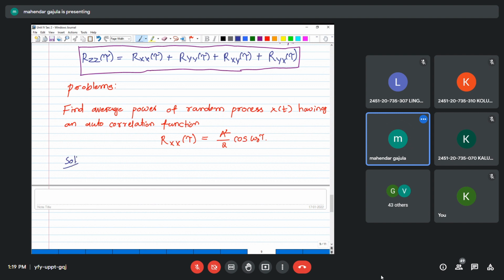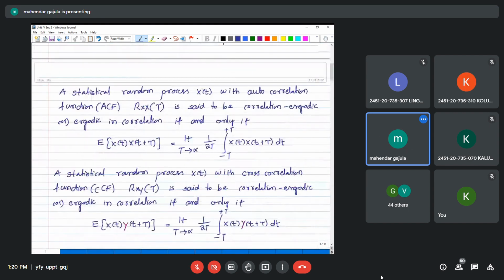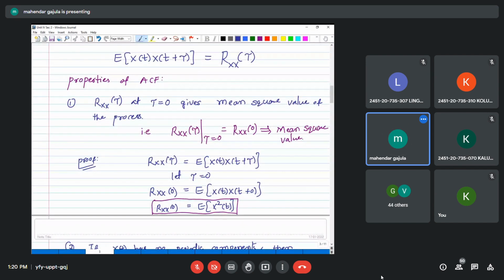Okay. See, average value or mean square value, both are the same. Mean square value and average power, both are the same. So which property do we have to use to find the average power? First property, right? What is the mean square value using the autocorrelation function, r double x 0, right? What is the first property? Let us go to the first property. Tau is equal to 0.